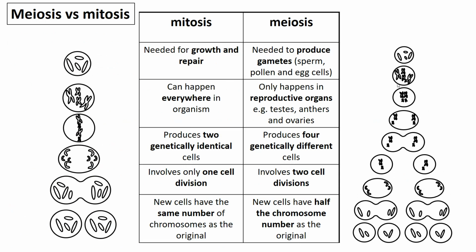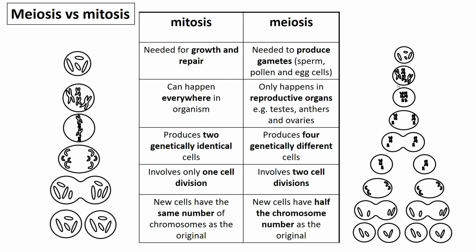Now this is quite a nice comparison between those 2 cell division processes, mitosis and meiosis. So it's just remembering and recalling that information from your paper 1 about mitosis, that mitosis is needed for growth and repair. It can happen everywhere in an organism. It can produce 2 genetically identical cells. It involves only 1 cell division, and the new cells have the same number of chromosomes as the original parent.